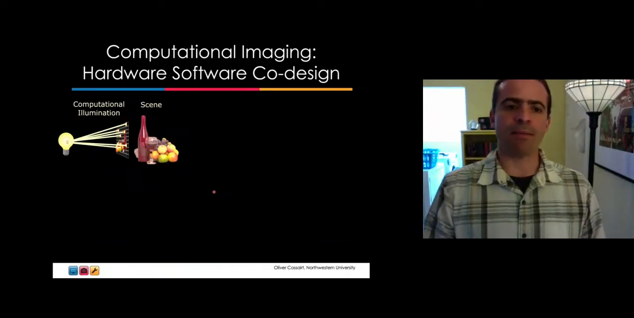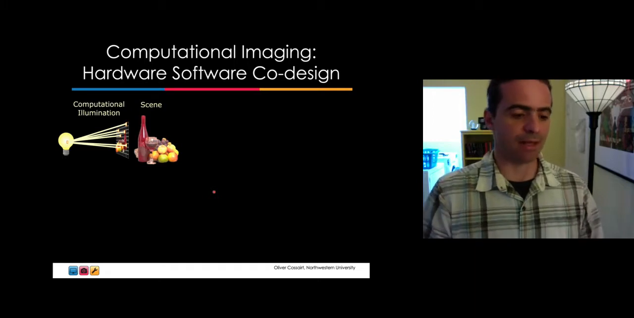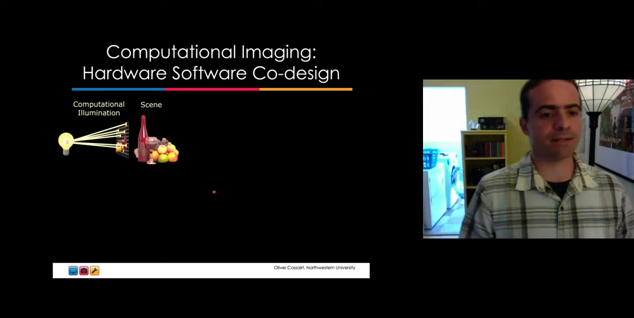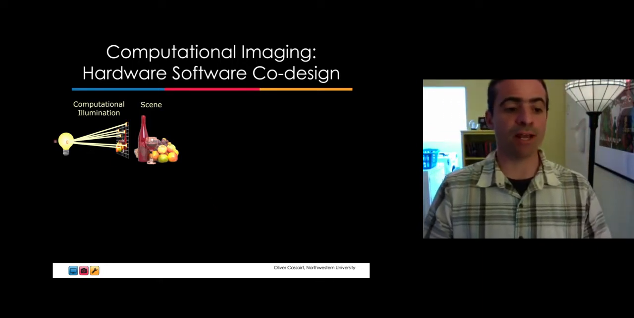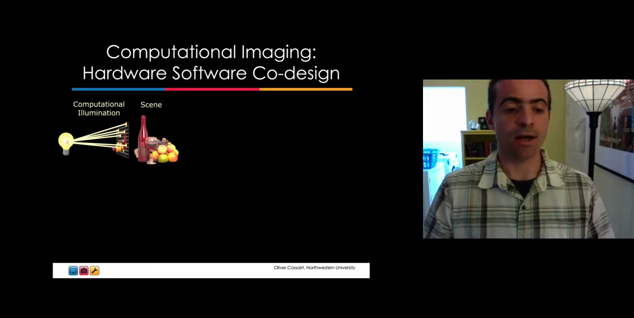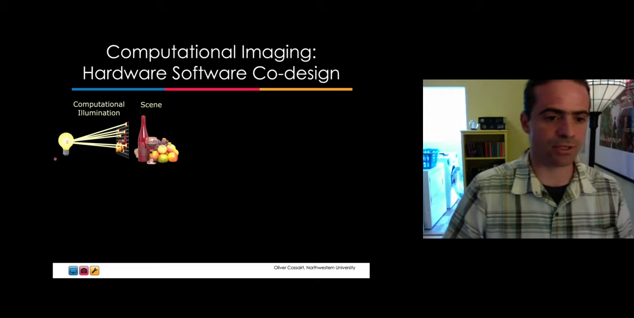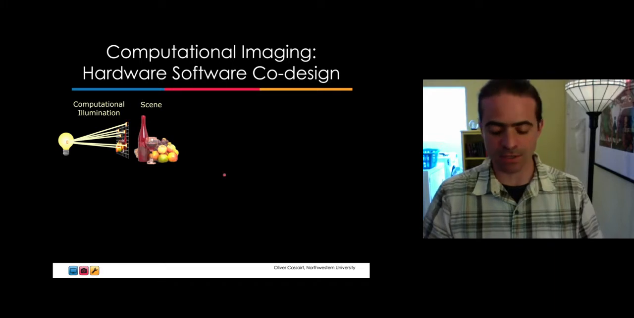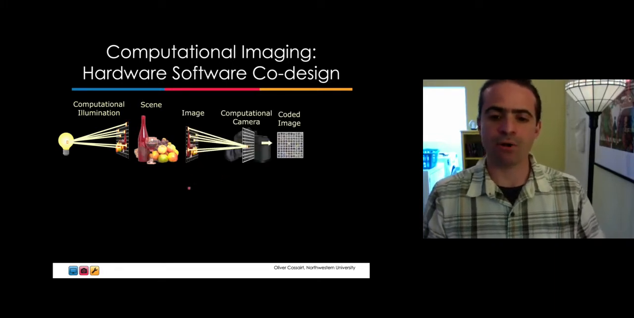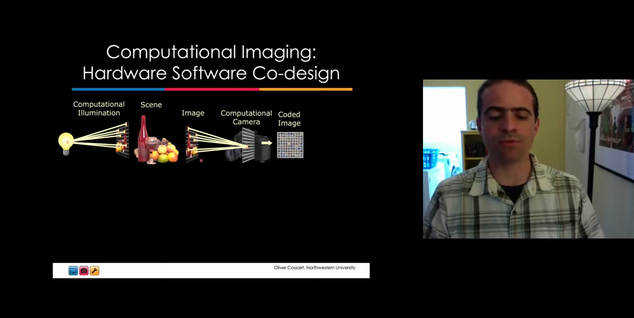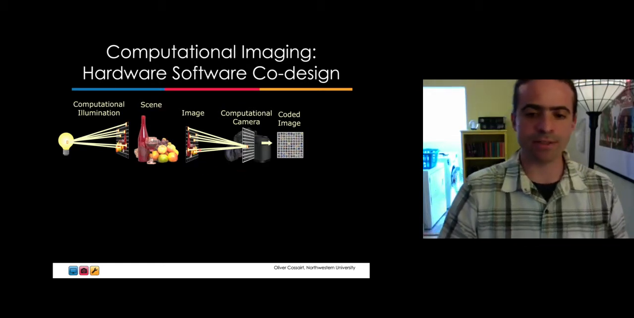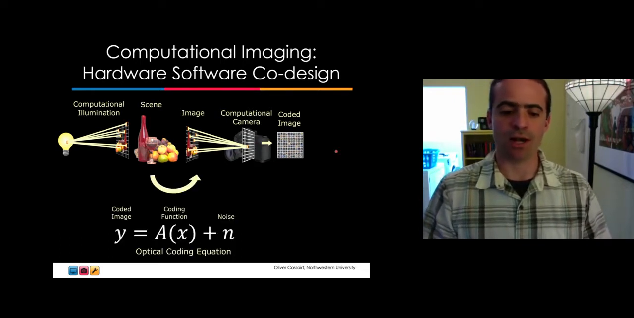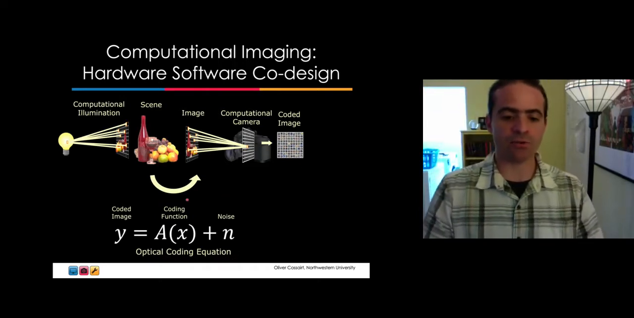I'll start off by talking about the computational imaging paradigm. The philosophy here is one of hardware and software co-design. It starts with the idea that you can treat your illumination as a way to computationally encode scene brightness information, by essentially programming the rays that come from your source and interact with your scene. Then you have a computational camera that produces different linear combinations of scene points that together produce measurements at each pixel, which can be represented using this sort of coding equation.